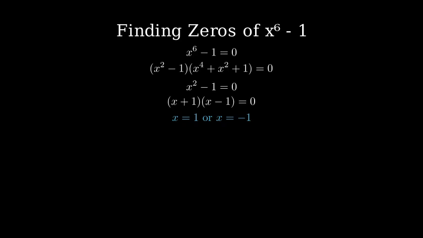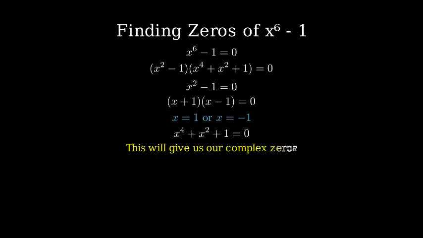Now for the second factor, x to the fourth plus x squared plus 1 equals 0. This is a more challenging equation to solve. These will give us our complex zeros. To solve this, let's make a substitution. Let's let u equal x squared. Then our equation becomes u squared plus u plus 1 equals 0.